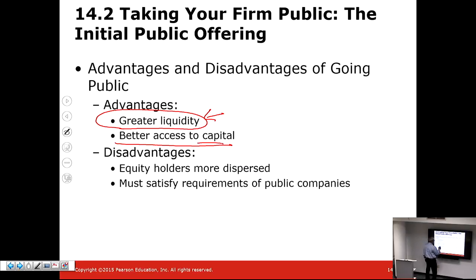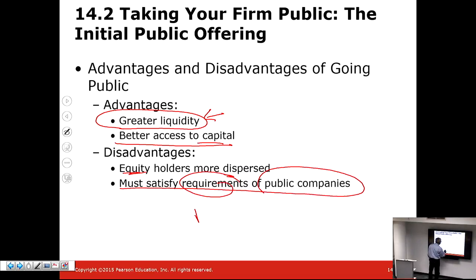The disadvantage is that equity holders are more dispersed. As the owner of the company, your proportional ownership went from the initial 100% down to 30% in the example that we saw. And perhaps most importantly, you must now satisfy all the requirements and regulation. Requirements essentially are regulations for public companies, from filing regulations to reporting regulations to other kinds of disclosure that the law requires you to make as a company.